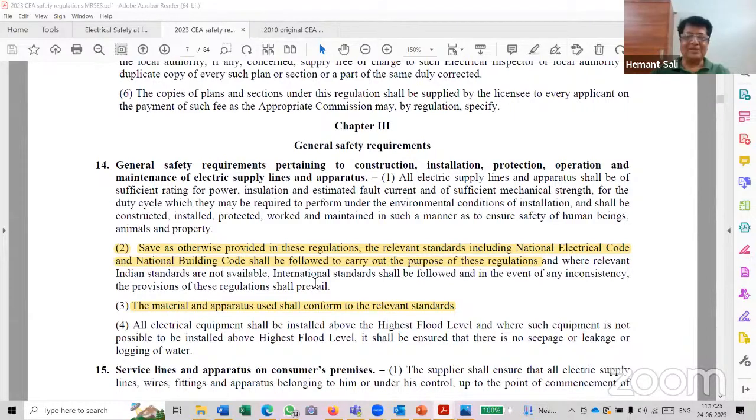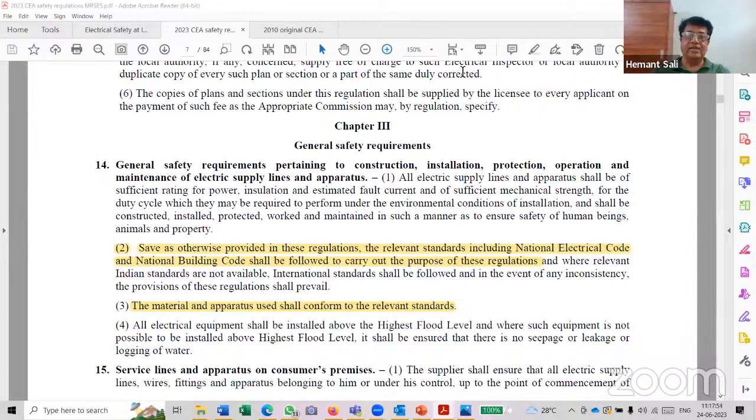Yeah, so this is actually the result of the persistent efforts we have been making for this change in a small word, because "shall be" and "may be" make a lot of difference. "May be" gives the person who refers to the regulation the option of whether to use it or not, and "shall be" makes it mandatory. So whatever has been given in the regulations, it now says that the standards and codes are mandatory.